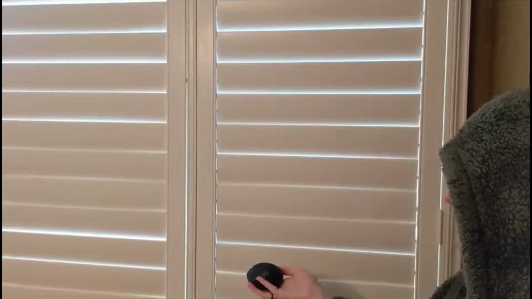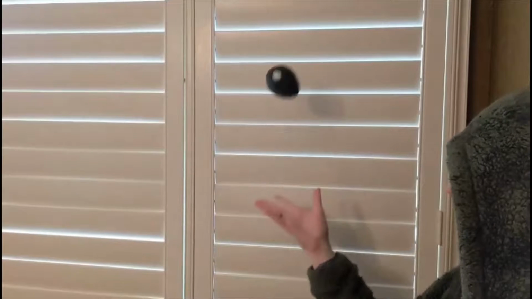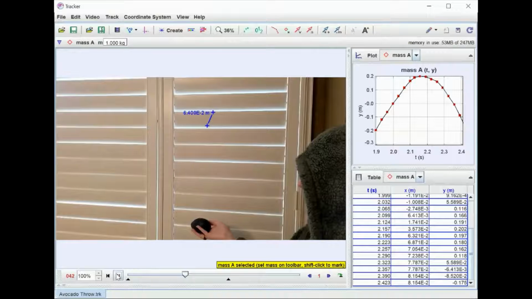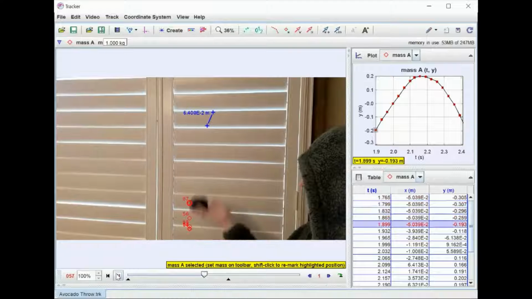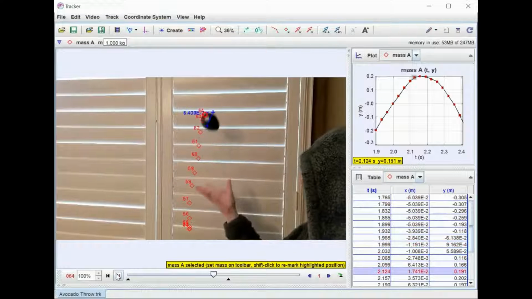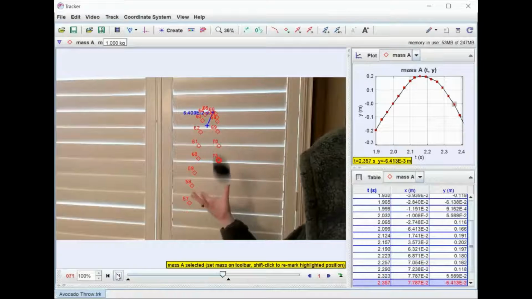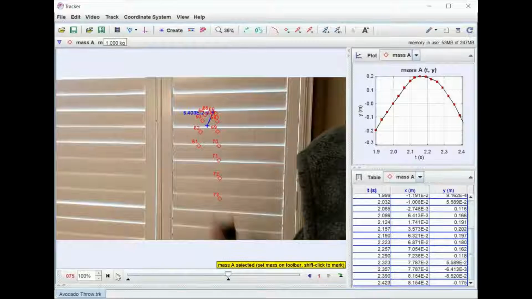Here we see an avocado being thrown upwards, and we will analyze the input of power during the throw. With the application tracker, we track a specific point on the avocado during its motion and provide a reference for distance with the blue calibration stick, which sets the width of the avocado to be 6.4 centimeters as measured.